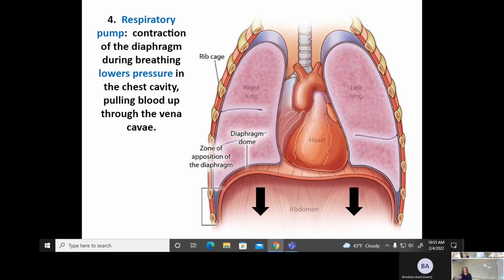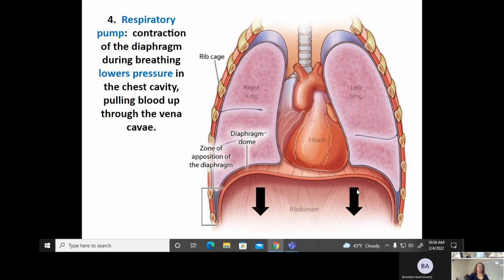Last mechanism also doesn't really have to do with your veins. It has to do with your lungs. And it's called respiratory pump. We will have a separate 20 minutes later in the semester to talk about why this happens. But when you breathe, you end up having lower pressure in your chest cavity. And that does 2 helpful things. It sucks air in from the outside, and it also sucks blood into the torso region.